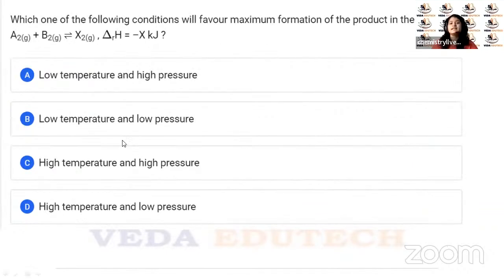Next question on your screen, and as you can see, this question is from Le Chatelier's principle. A hint for all of you: now again you need to pause the screen and try this question.